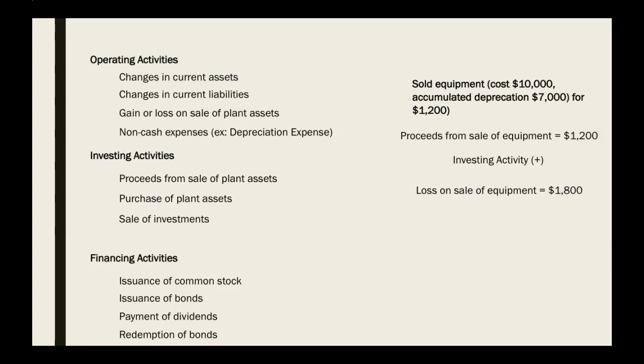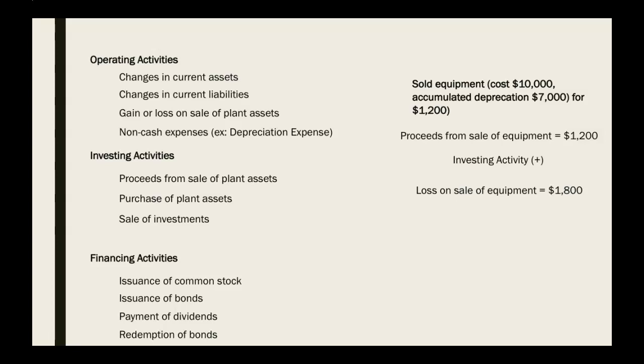But then we had this loss on the sale as well. We find this number by taking your cost, your $10,000, subtracting out your accumulated depreciation to find your book value. So our book value is $3,000. We compare our book value to the proceeds from the sale. So 3,000 minus 1,200 is 1,800, right? And we sold it for less than what it was worth on our books. So that's how we know it's a loss.